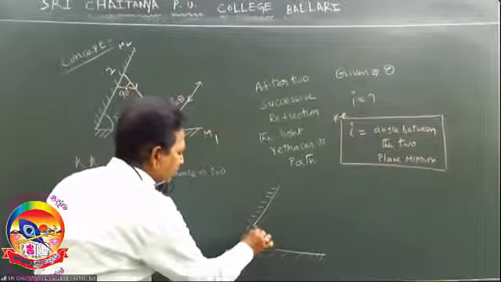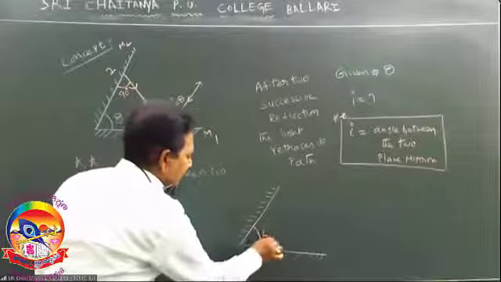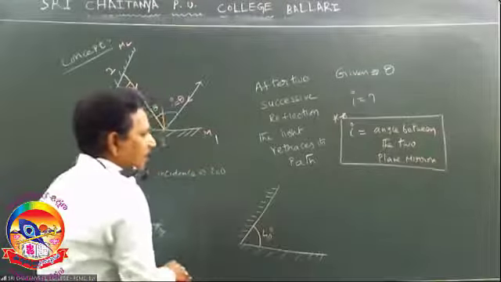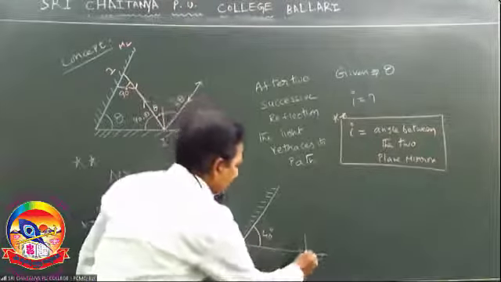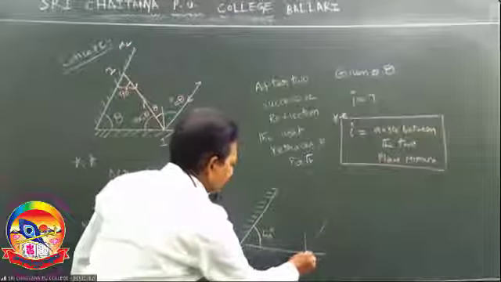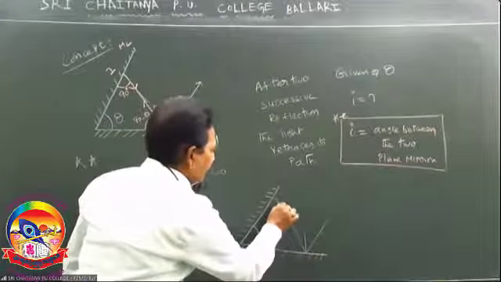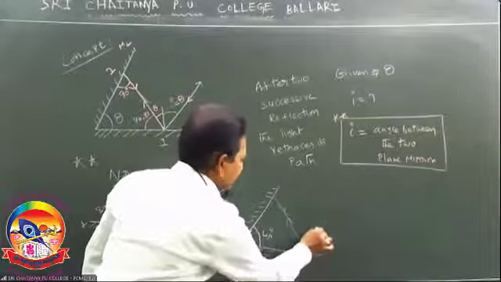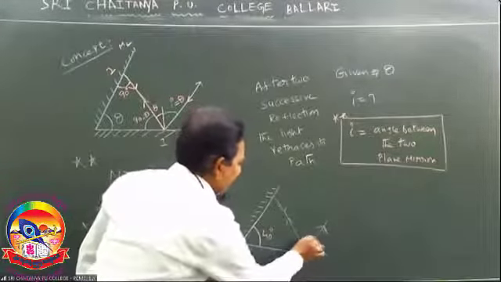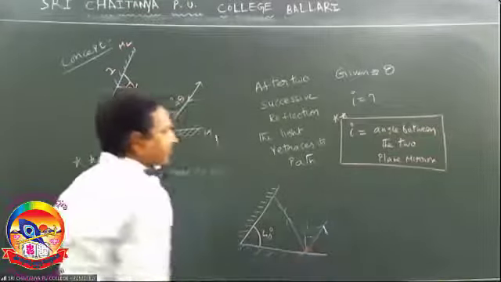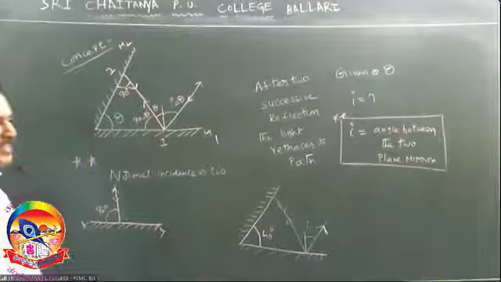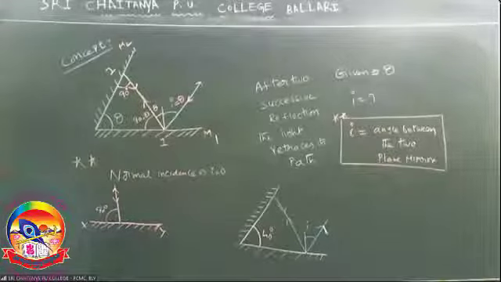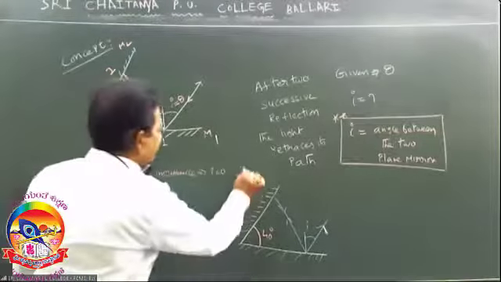Angle between the two mirrors is 40 degrees. We have to find the angle of incidence in such a way that after reflection, it will come along the same path. What must be the angle of incidence? This is the problem which is given.